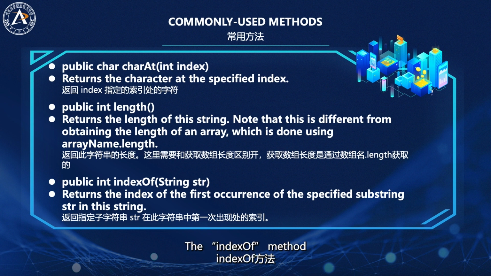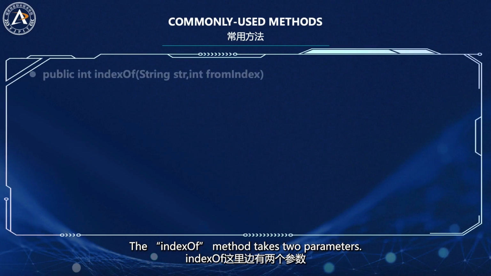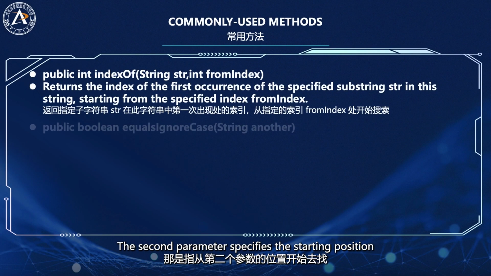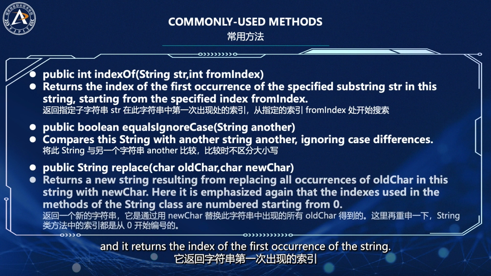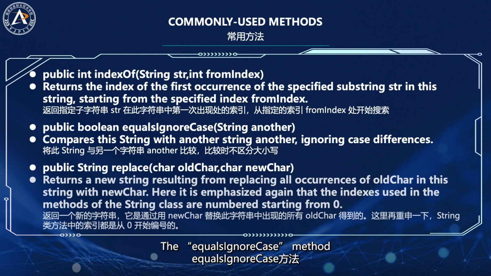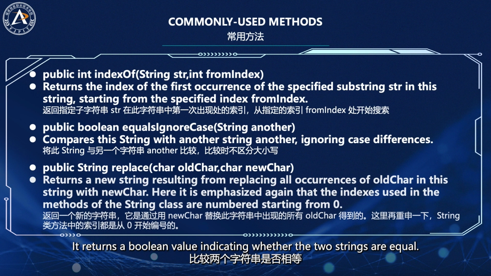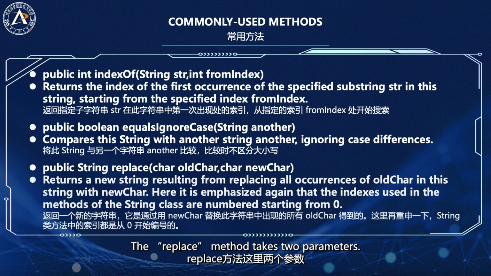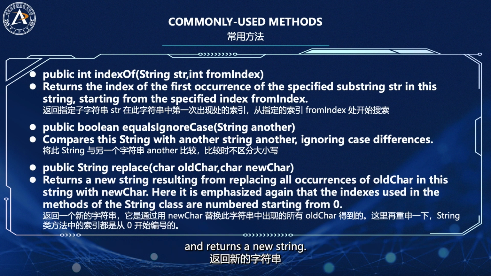The indexOf method was covered in the previous lesson. It returns the index of the specified string within the original string. The indexOf method can also take 2 parameters. The second parameter specifies the starting position from where the search should begin, and it returns the index of the first occurrence of the string. The equalsIgnoreCase method compares the content of two strings, ignoring case sensitivity. It returns a Boolean value indicating whether the two strings are equal. The replace method takes two parameters. It replaces the occurrences of the first parameter with the second parameter and returns a new string.